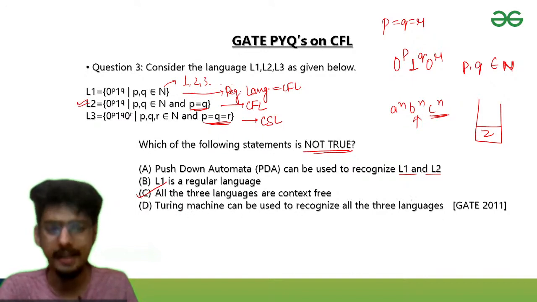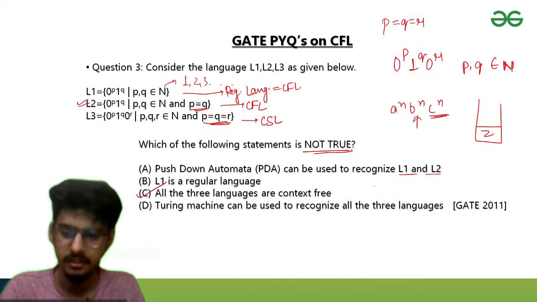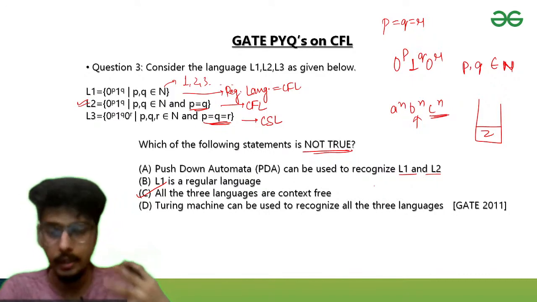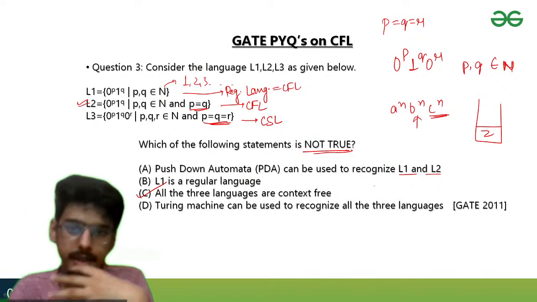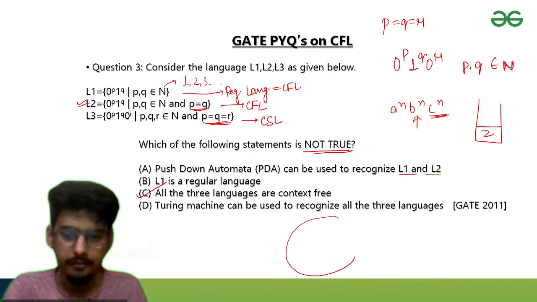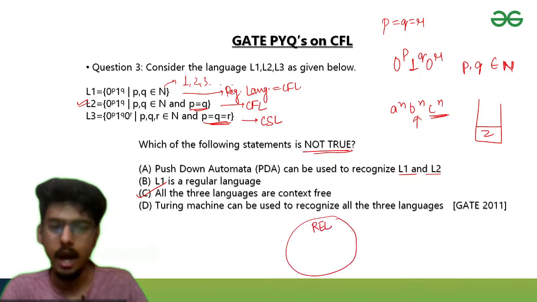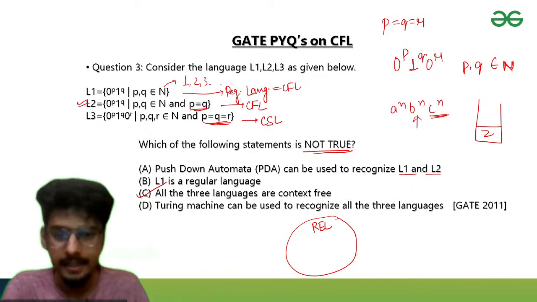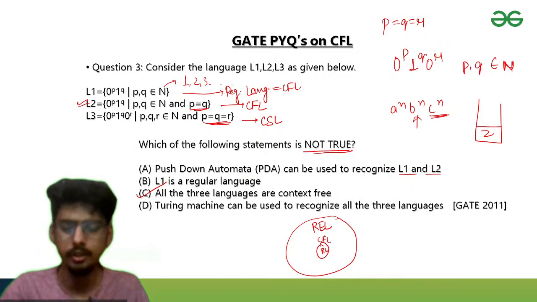The fourth option says that Turing machine can be used to recognize all the three languages. Yes, of course, Turing machine can accept any context free language, context sensitive language, regular languages. Why? Because it is the mother of all the automata. It can possibly accept all types of languages, because you have the Chomsky hierarchy, at the outermost you have recursively enumerable languages, and inside this you have regular language, then CFL, then CSL, and so on. You know the hierarchy.